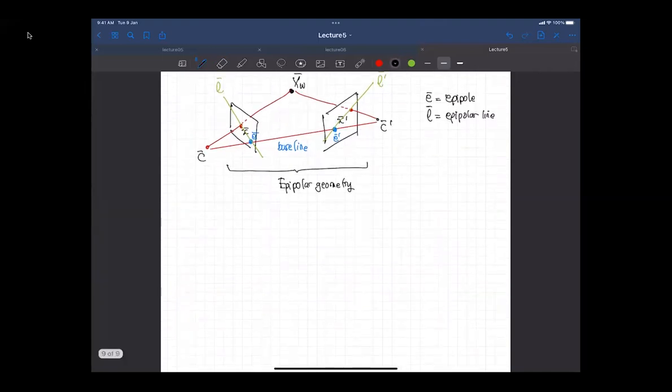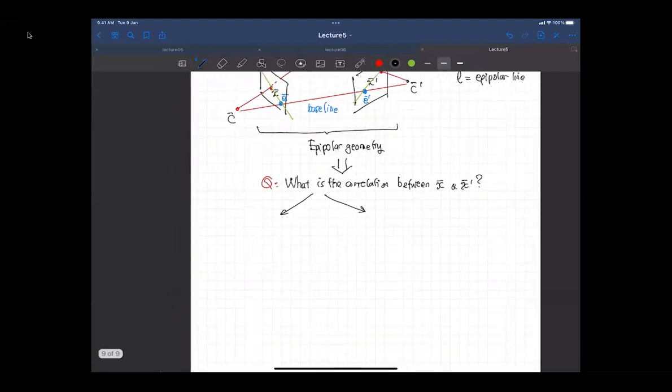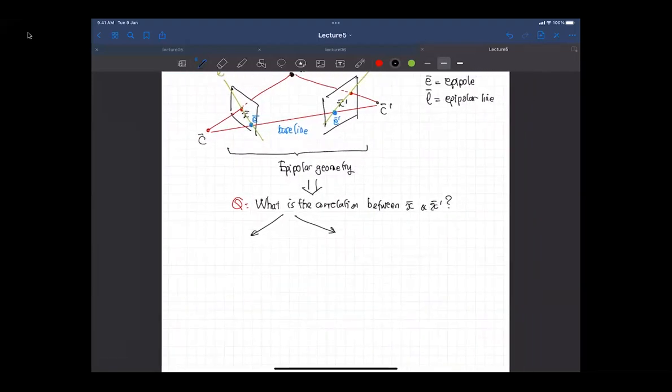Now, the question that we have in the epipolar geometry is: what is the correlation between X and X prime? That's the question that we need to answer. What is the correlation between X and X prime in this epipolar geometry? To answer this, there are two possibilities. One of them we already learned. What is the first one? How can we connect X and X prime? If you have X prime and X, what is the connection between them?